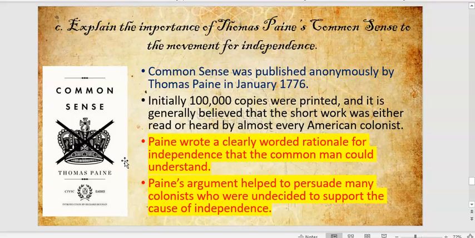And why that makes it so effective is because, believe it or not, there were still colonists who were on the fence about whether or not they should declare independence from England. So one of the things they say about Common Sense is that it helped persuade a lot of colonists who were undecided about whether or not they wanted to declare independence to go ahead and support it, because it was just so clear and obvious and made so much sense, right? Okay.